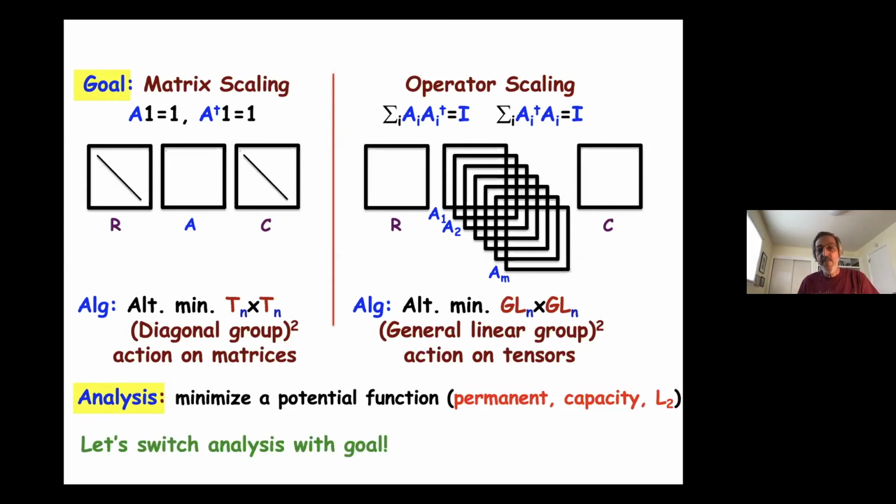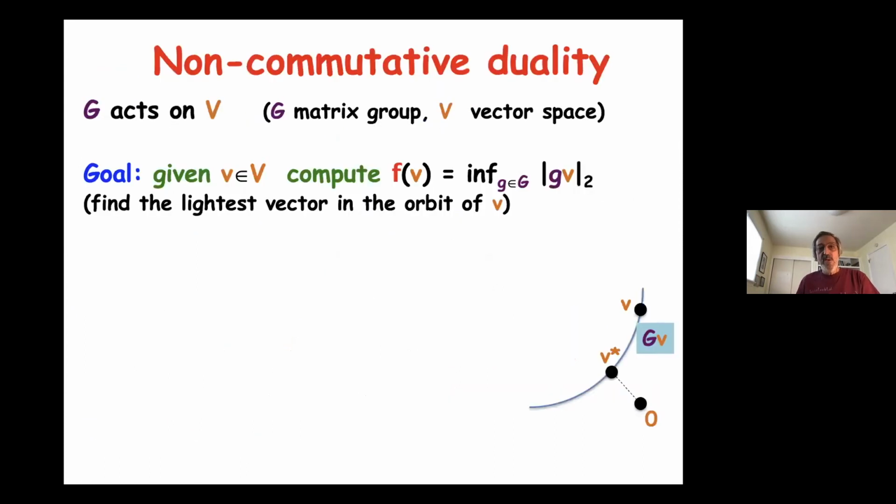Suppose that our goal was really to minimize the potential function, minimize L2. So let's start with this and see what we get. Assume now we have an arbitrary linear group acting on a vector space, which doesn't have to be of this product form. And the new goal, as I said, is that I give you a vector, and we want to minimize the length of the vector in its orbit. So as in the picture below, we want to find V star of the smallest norm in the orbit.